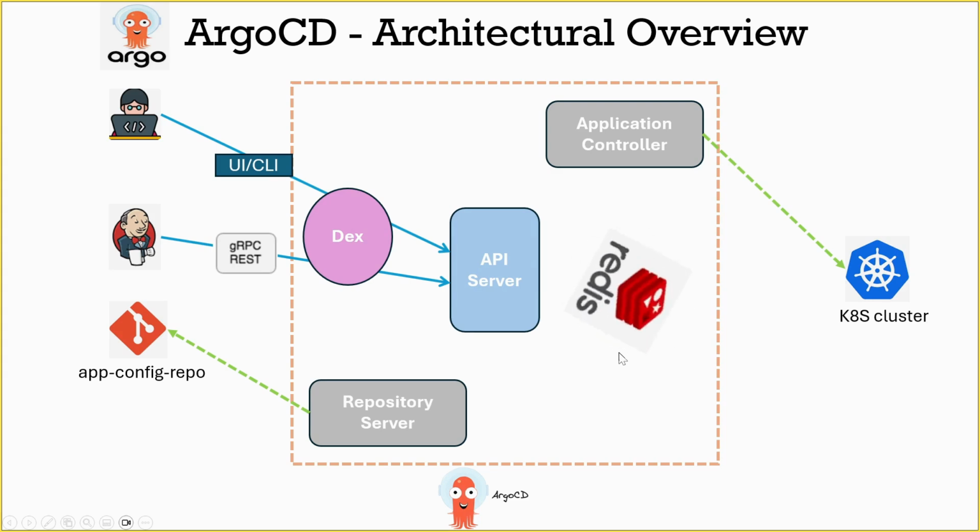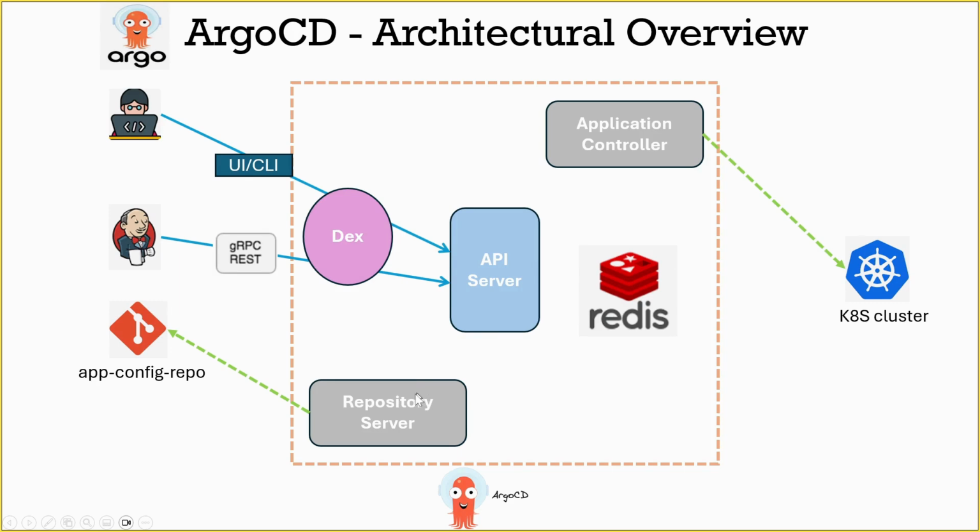Finally, we have Redis. ArgoCD uses Redis primarily for caching. It stores frequently accessed information, which helps to improve performance and reduces the number of repeated requests made by different ArgoCD components. So that's the overall architecture of ArgoCD.